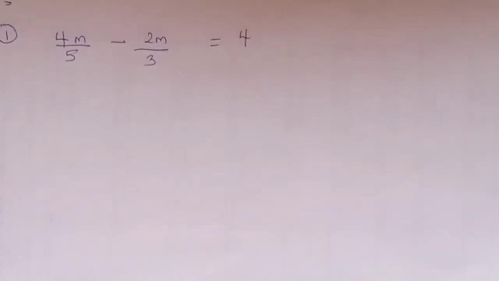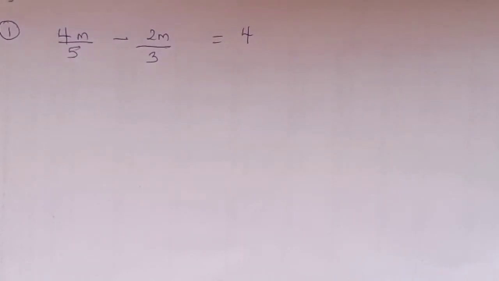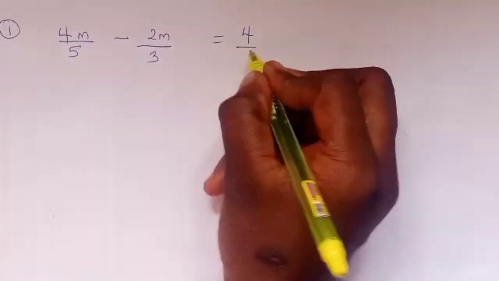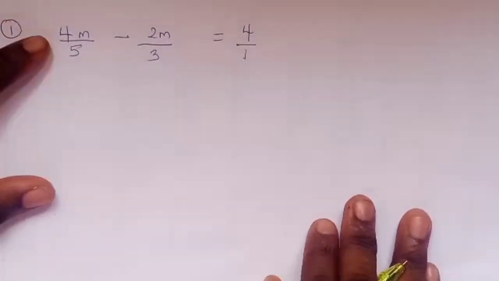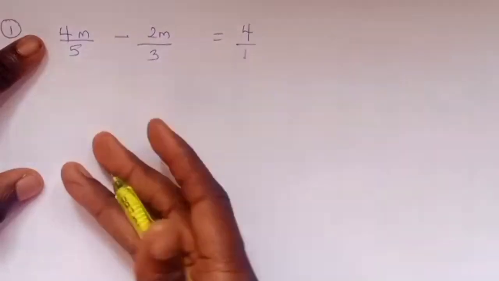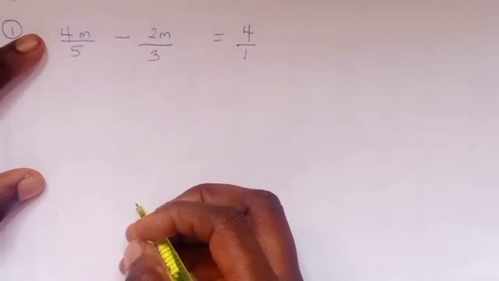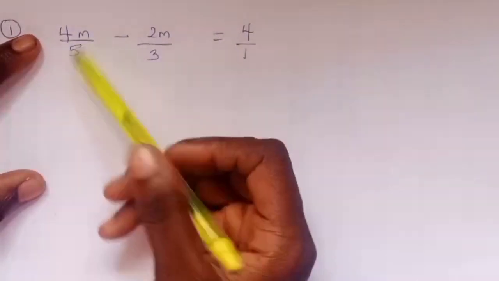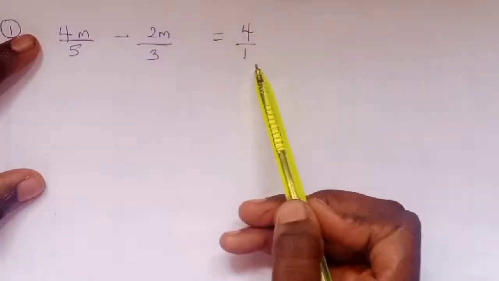Now this is a question on simple equation too. This is 4m/5 minus 2m/3 equals 4, and this 4 also means over 1. Now this is very very simple. You just need to think of what to do. I'm very sure you are familiar with LCM. What's the LCM of 5, 3 and 1?